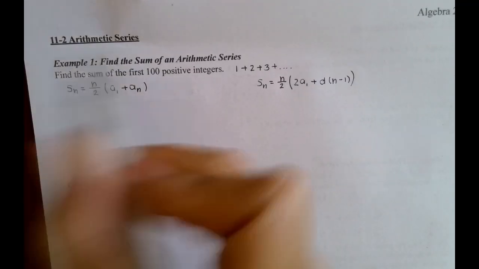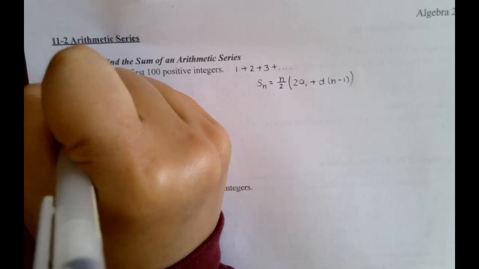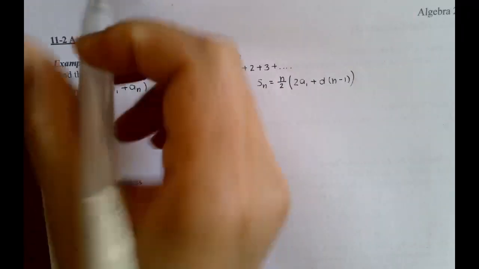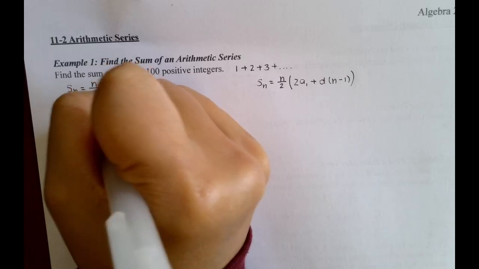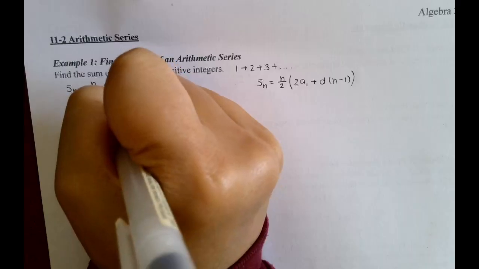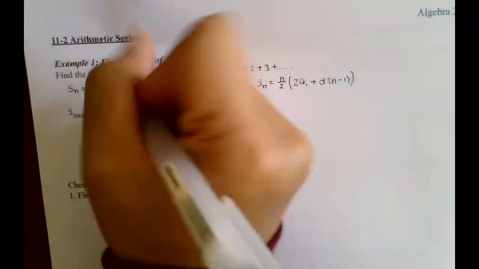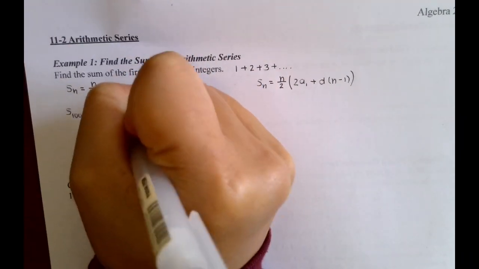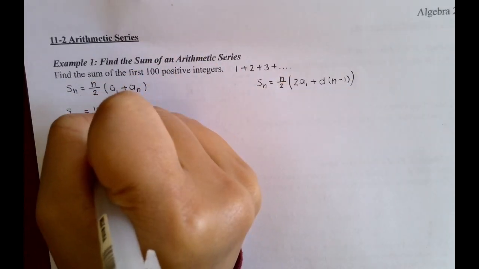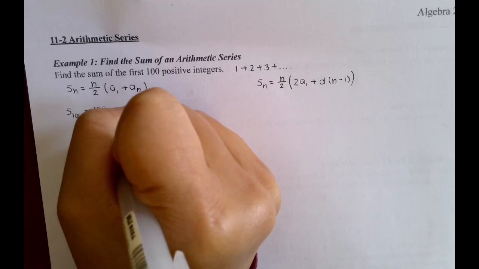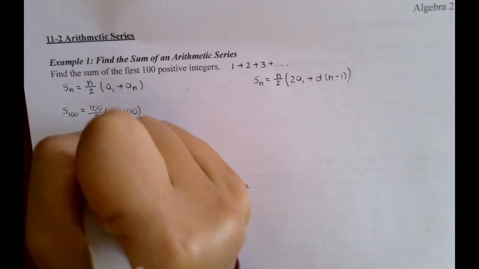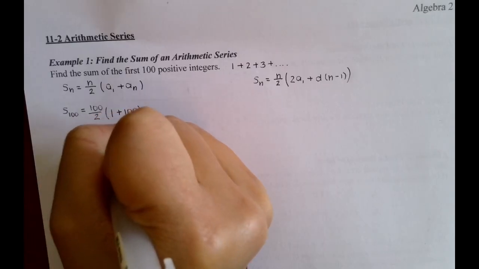Here we want the first 100 positive integers, so that means it's 100 terms. So that's 100 divided by 2. The first term is 1, and then it goes 2, 3, 4, 5, and the last one would be 100. 100 divided by 2 is 50. 1 plus 100 is 101. And then 50 times 101 is 5050.